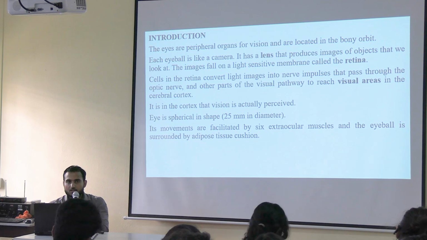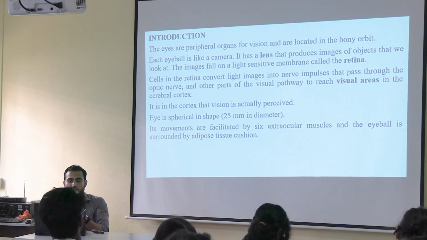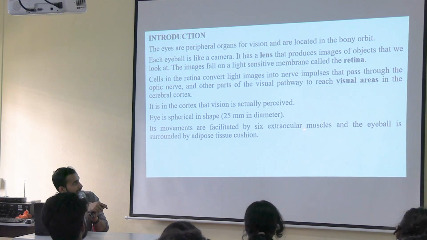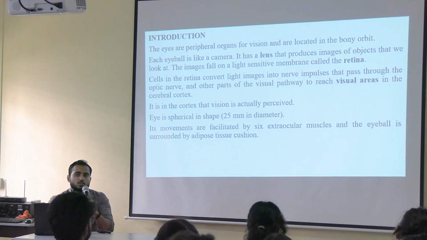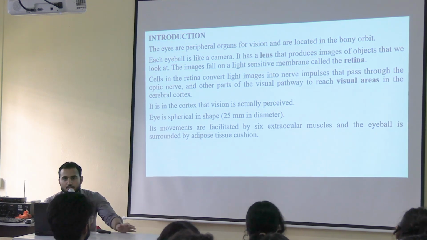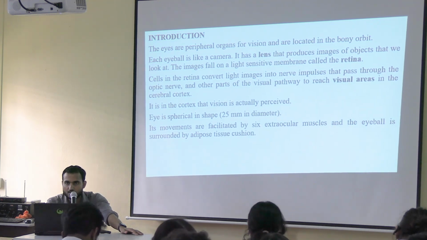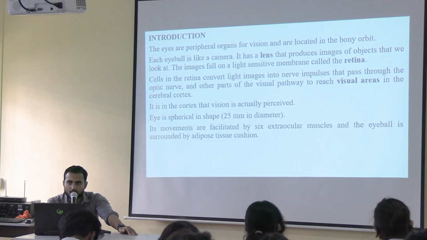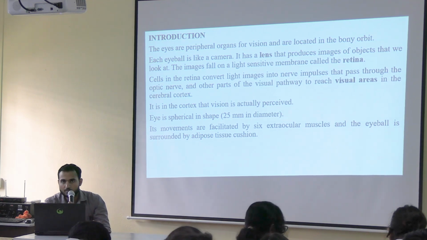So ये कैसे होता है? How are the movements taking place? That is by the help of extraocular muscles. Very important. Today, if you remember, we have discussed the extrinsic muscles of the tongue causing various movements, right? In a similar way, there are some extraocular muscles of the eyeball causing various movements of the eyeball.